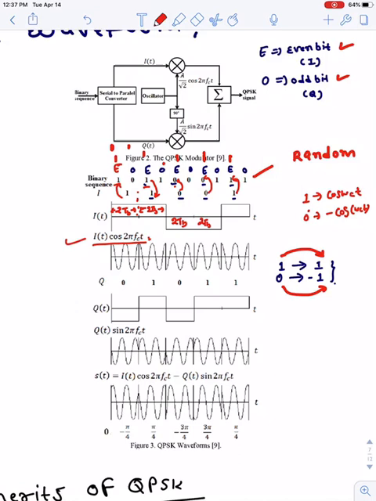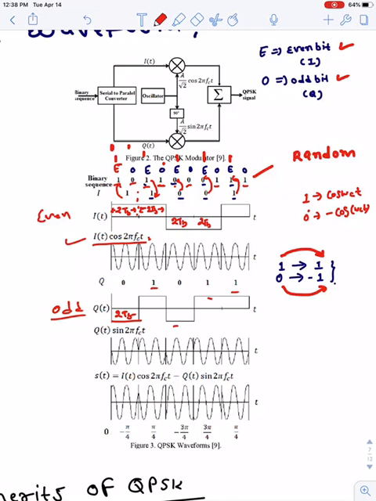Now we can follow a similar procedure for the odd bits. The odd bits can be considered as Q of t. For Q of t, the first bit is 0, which can be stretched out for a 2TB time period. Then the next odd bit is 1, which is also stretched for a 2TB time period. Every odd bit can be stretched for a 2TB time period. Then there would be a 0, and the next odd bits would be 1 and 1.